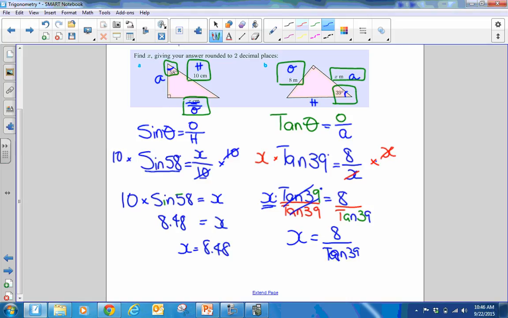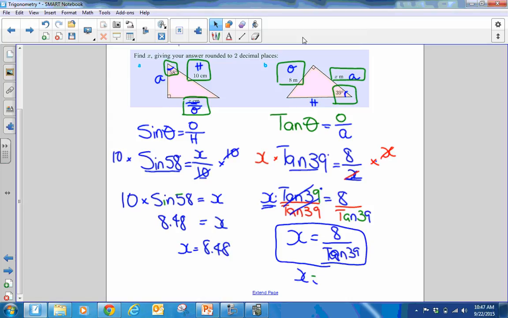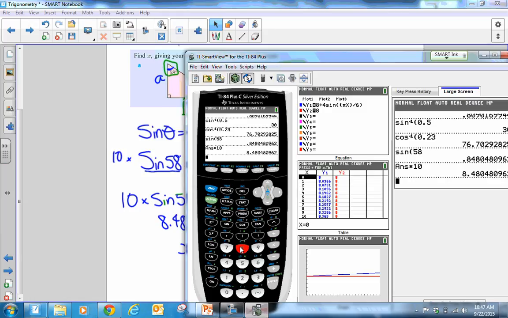So let's see in the calculator what I get. Now, I did a lot of steps, but one of the steps that you can do is just swap. So I'm going to put this in yellow. If I swap that x with that tangent, so tangent comes to divide and x comes to the top, you end up with this. It's like solving equations. Okay, so x is 8 divided by tangent of 39, and that's 9.88.